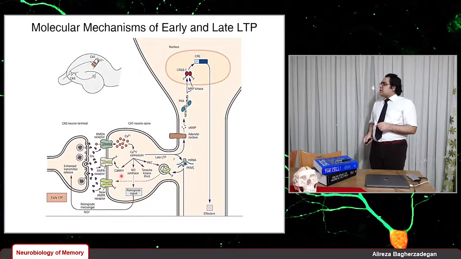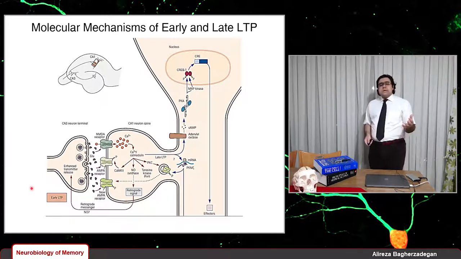Another change which happens during the induction of early LTP is that we have an enhanced current through these AMPA receptors, in part by the insertion of new AMPA receptors in the postsynaptic membrane. So two things happen during the induction of early LTP. First, we have an enhanced current through AMPA receptors, because we have new AMPA receptors inserted into the postsynaptic terminal. And then we have an enhanced transmitter release thanks to that retrograde messenger, nitric oxide or peroxynitrite.